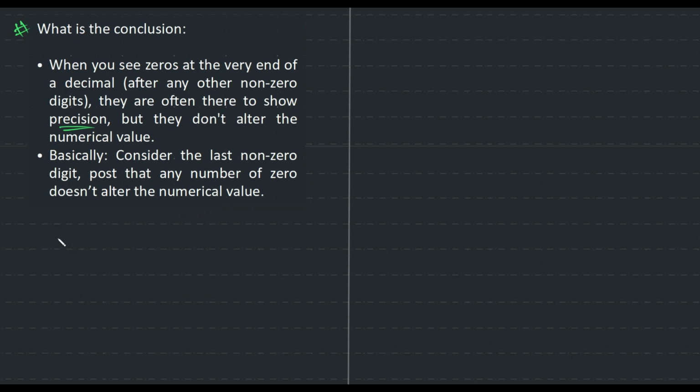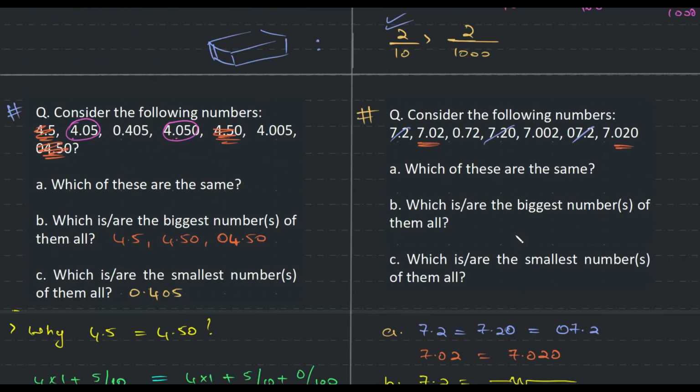So I'll give an example. 4.2 is the same as 4.20, which is the same as 4.2000. So this set of zeros does not affect the magnitude of this number. They don't alter the value. Remember this. Okay, guys, so that's about your decimal and zero.